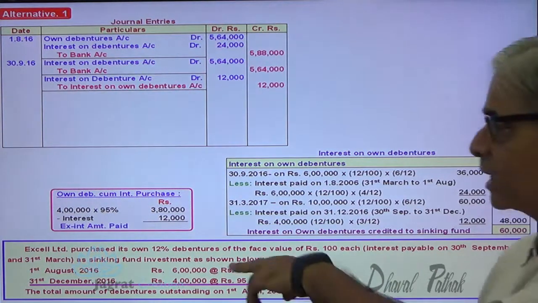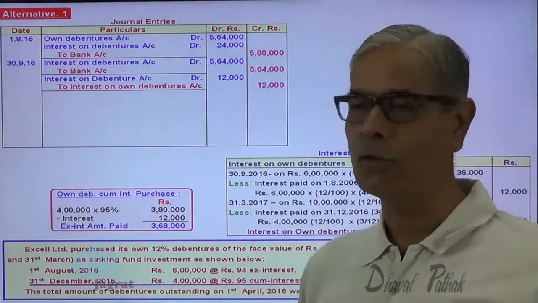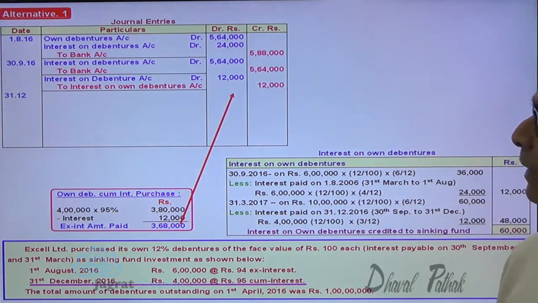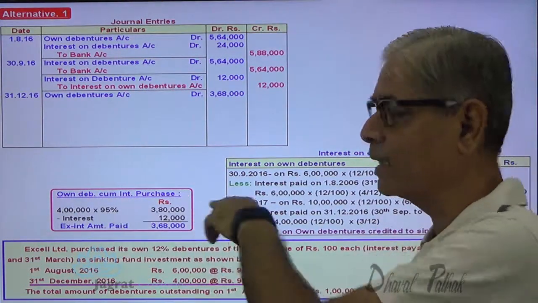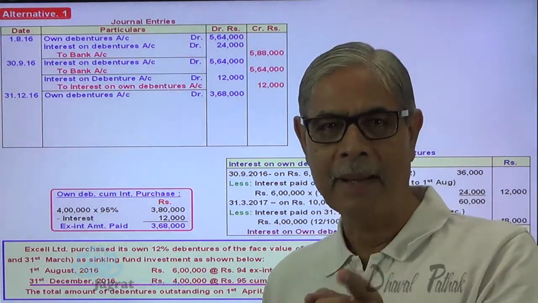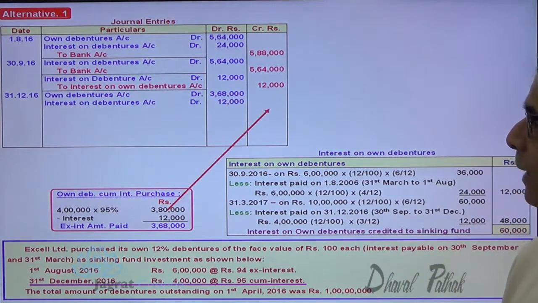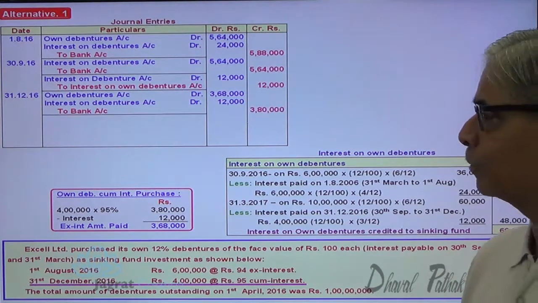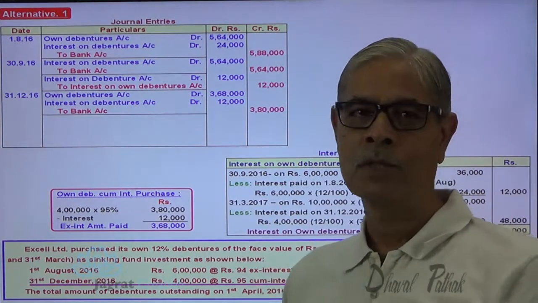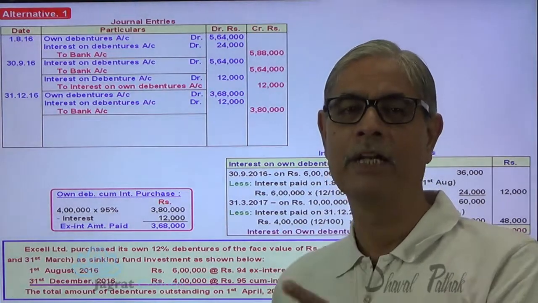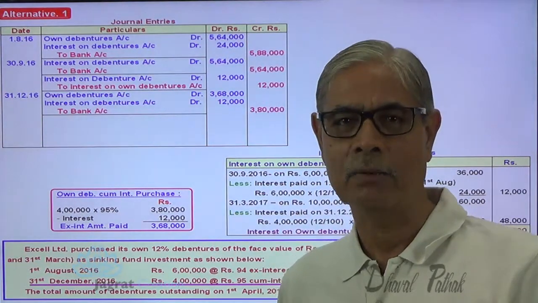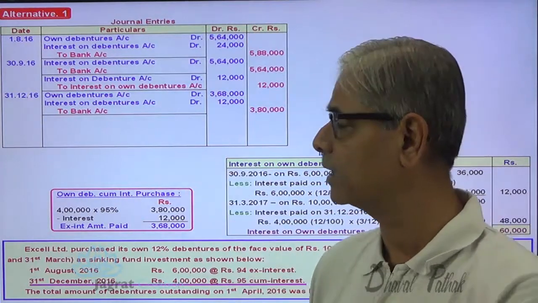So this is the ex interest purchase price. The ex interest purchase price will be debited to own debenture account. Now this 12,000 interest paid: debenture interest account, or interest on debentures account, debit 12,000, to bank account credit 3,88,000. This is how the interest paid at the time of purchase of own debenture is debited to debenture interest account. That's an important point to be noticed in this alternative.